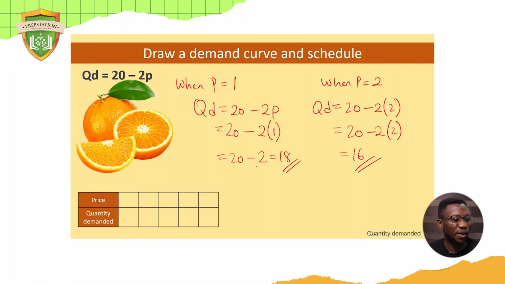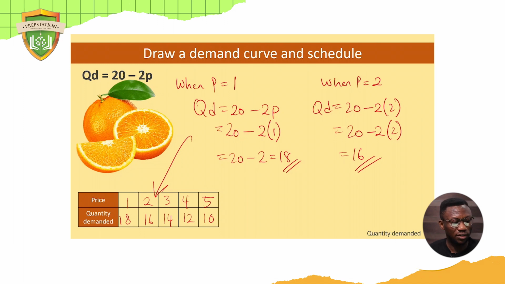So now we have a demand schedule at the bottom right here, and we have the equation done, but I'm just going to assume the price to be 1 here, 2, 3, 4, and 5. So the quantity demanded when the price was 1 is 18, and when the price was 2 is 16. I can actually tell the next one will be 14, next one will be 12, and the next one will be 10. So we have done the price and quantity demanded shown in a demand schedule.